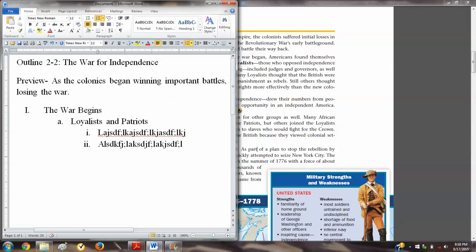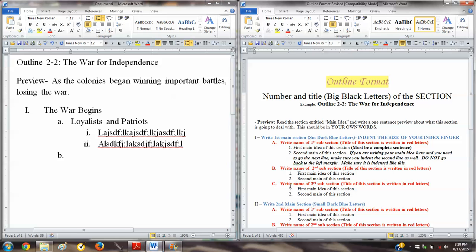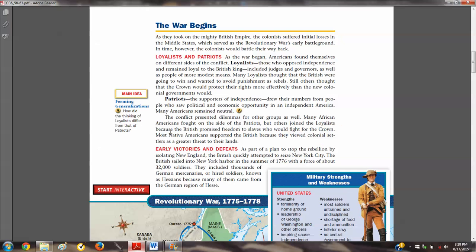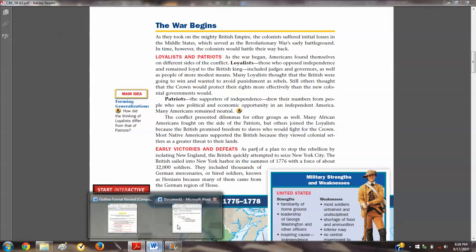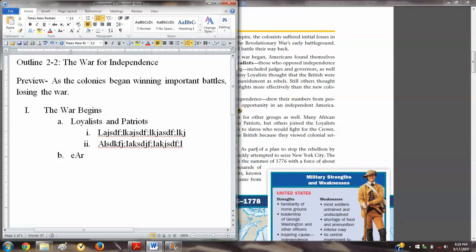All right, so then we got to go to B, because the next one tells you to get B. Write the name of the second subsection, red letters, and then C, and so on. So let's go back to the textbook. Textbook tells us B is early victories and defeats. So we're going to put early victories and defeats. Okay, and enter blah blah blah, one key idea, blah blah blah, two key ideas. You have to read those sections on early victories and defeats in order to find this answer.